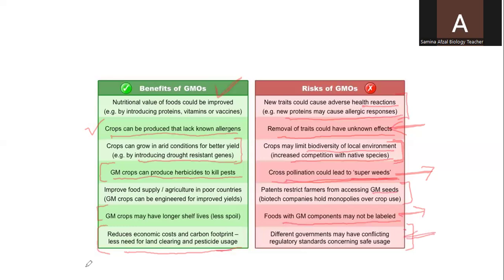So in this way, the genetically modified organisms have some benefits, and on the other hand, some risks are also due to the use of those genetically modified plants. So students, it was all about the genetic modification.